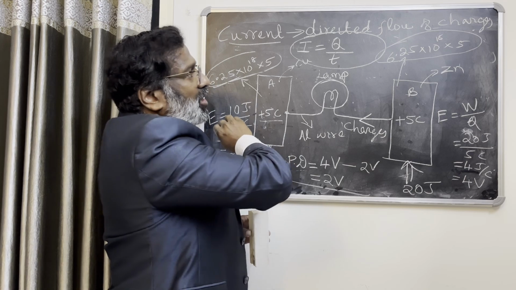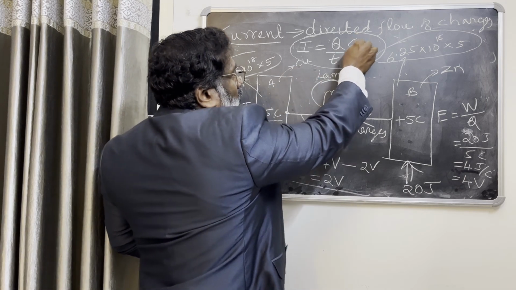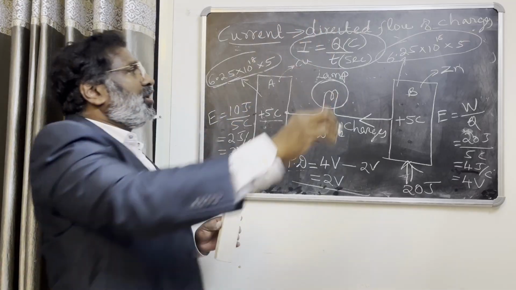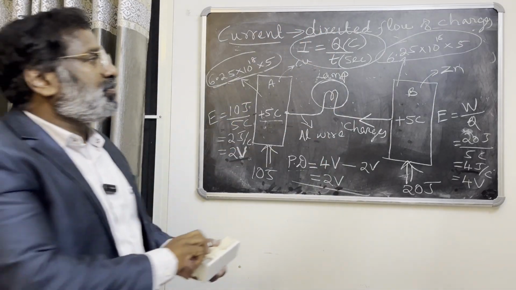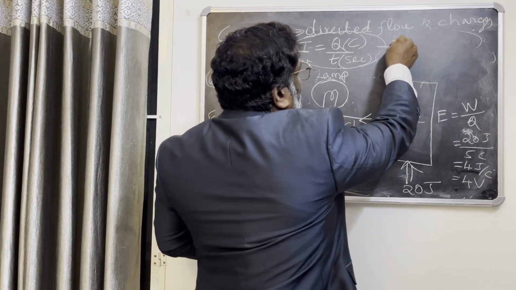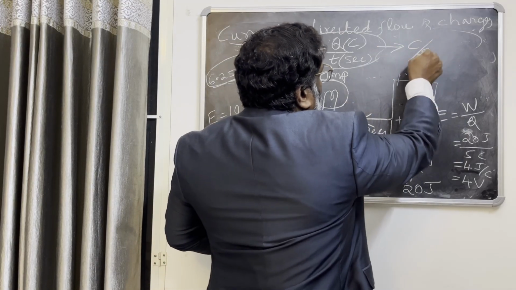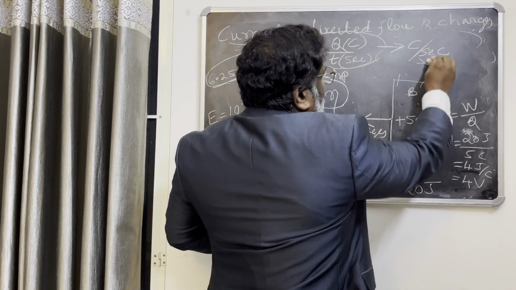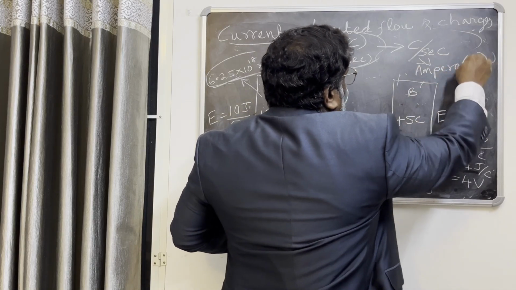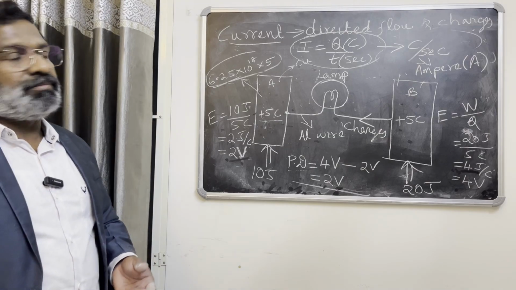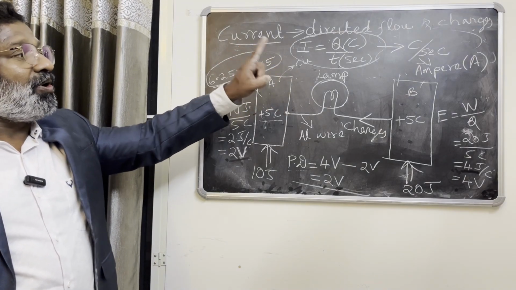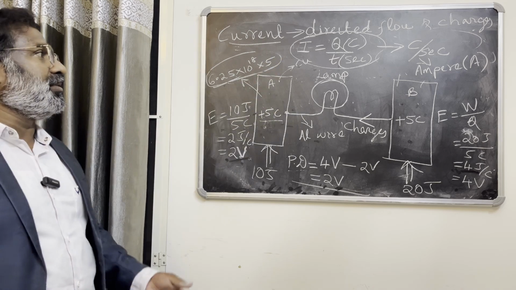What is the unit for charge? Unit for charge is Coulomb. What is the unit for time? Seconds. So what is the unit for current? Coulomb per second. This Coulomb per second is also called ampere, denoted using the letter capital A. So the unit of current is coulombs per second, which is also called ampere, denoted using letter capital A.